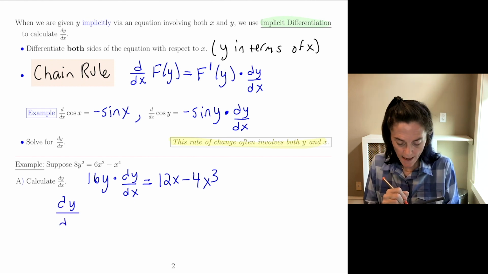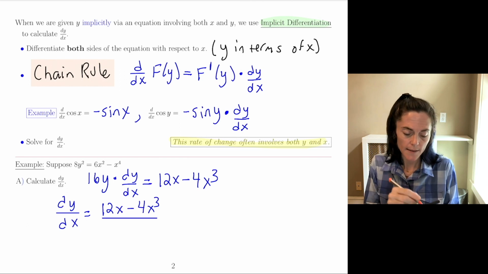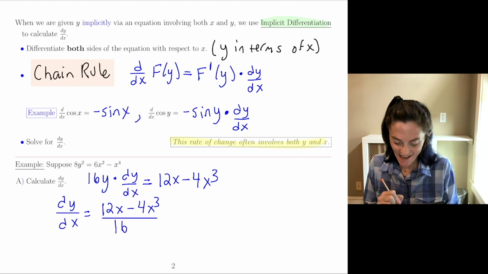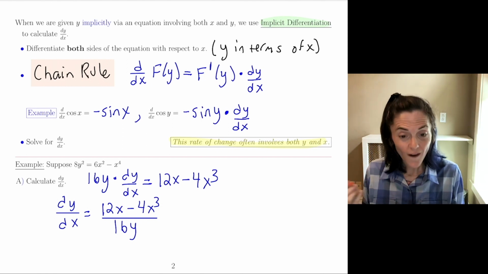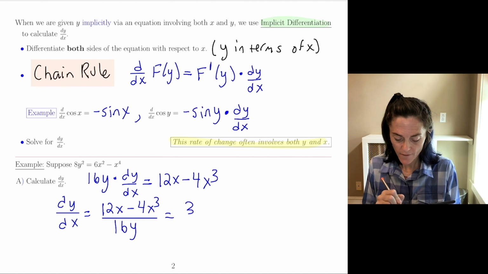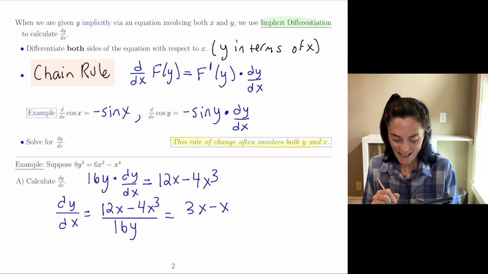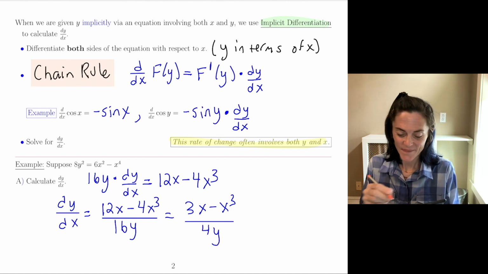We have dy/dx is (12x minus 4x cubed) over 16y. Now, I can simplify this just slightly. You notice all these coefficients are divisible by 4. So we get, divide by 4, (3x minus x cubed), and then 4y in the denominator.